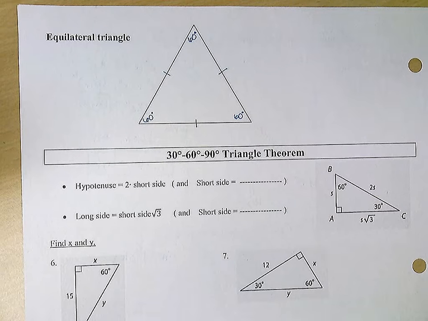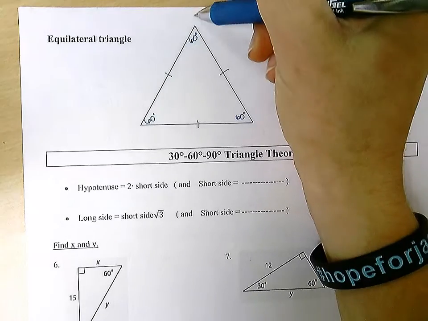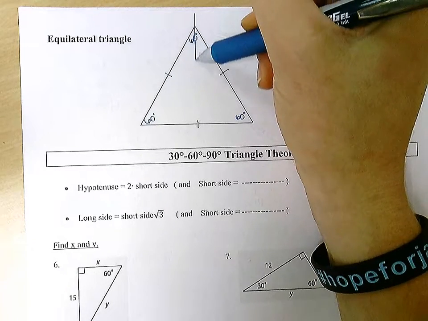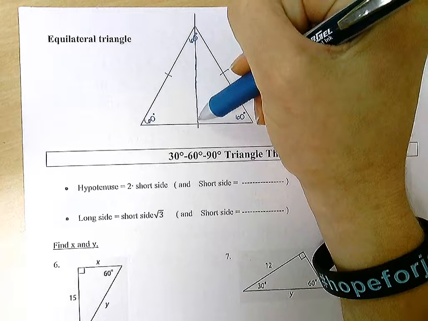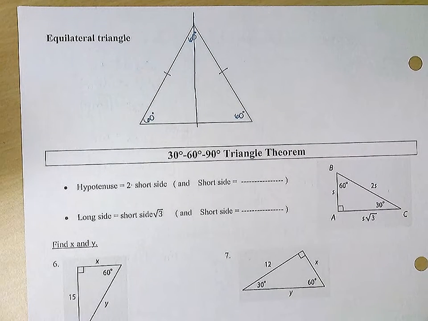Just like in the square I drew in that diagonal to split it into 2 right triangles, I'm going to do the same thing with this triangle. So I'm going to split this into 2 right triangles. To do that, I'm going to drop what's called an altitude straight down. You're going to draw an altitude straight down.